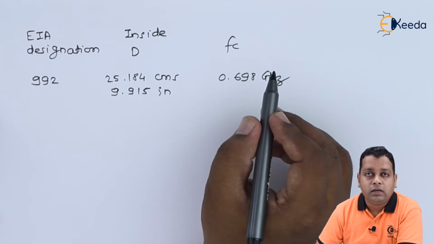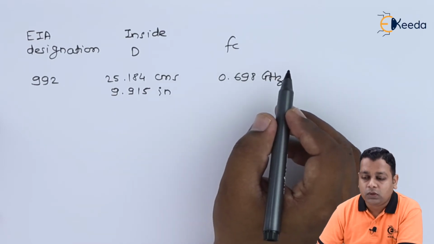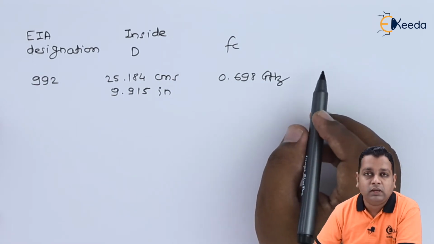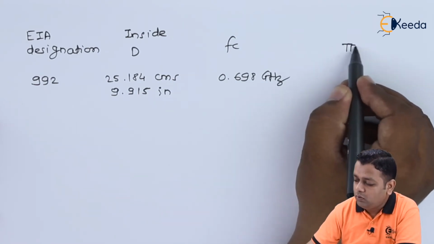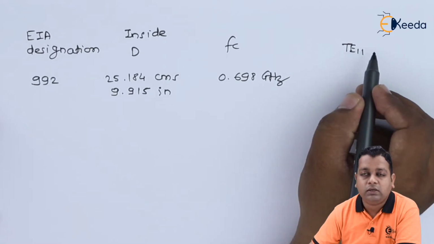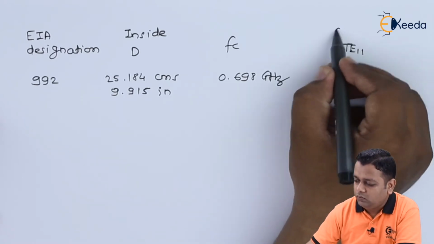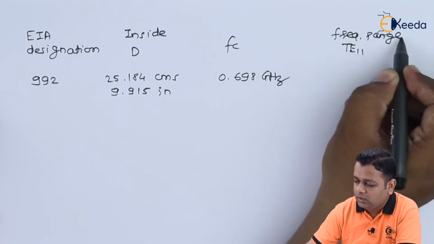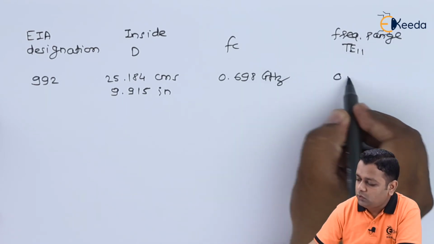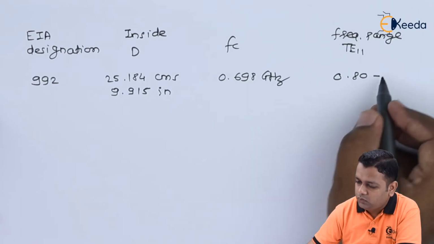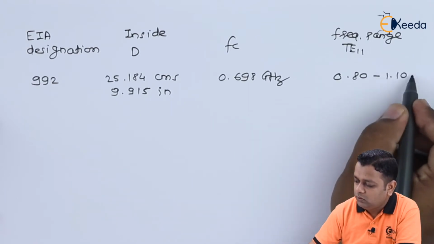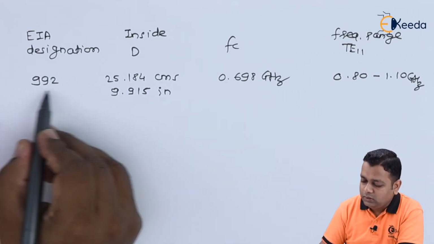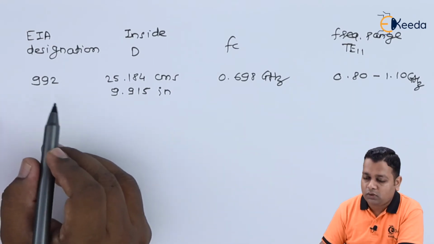Whereas the recommended frequency range to work with this circular waveguide device, for the dominant mode of propagation, that is TE11, we have the frequency range in the last column, and here it is 0.80 up to 1.10 gigahertz here. So this is the sample example we have talked about.